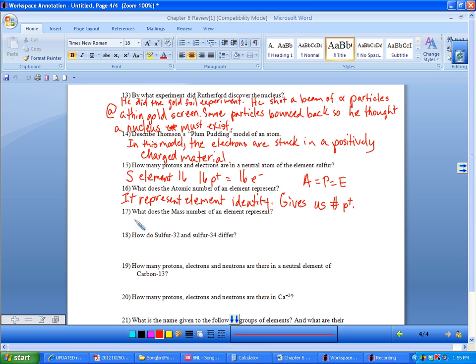What is the mass number? The mass number, that's your man from 8-man. Mass number minus atomic number gives you neutrons, so the mass number is equal to the number of neutrons plus the number of protons. All right, sulfur 32 and sulfur 34 differ. They're isotopes of sulfur, so sulfur 32 has 2 less neutrons than sulfur 34.